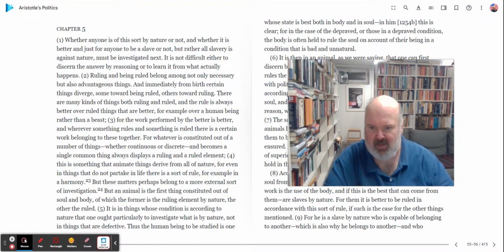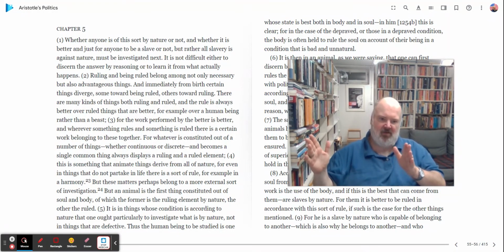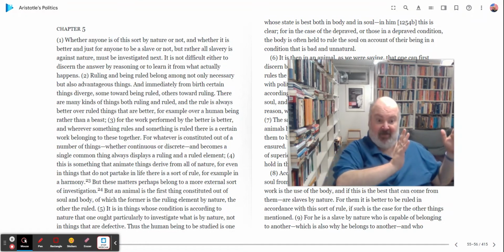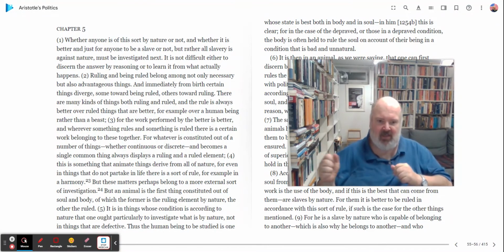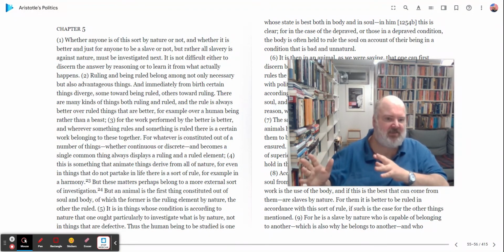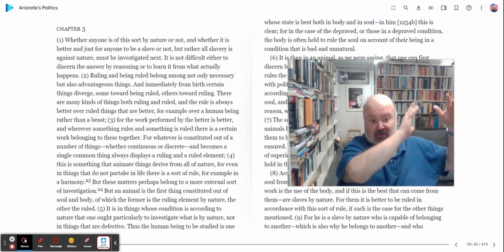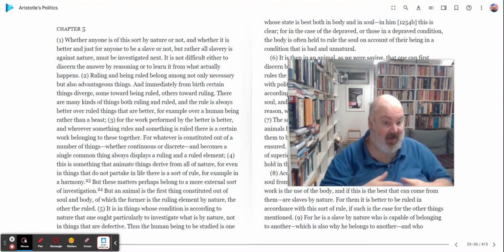So number 2: ruling and being ruled belong among not only necessary things but advantageous things. So he distinguishes between the necessary things and the advantageous things. Necessary things are things that must be; without them, other things cannot be. In other words, this is a precondition in order to have what is beneficial or what is good.